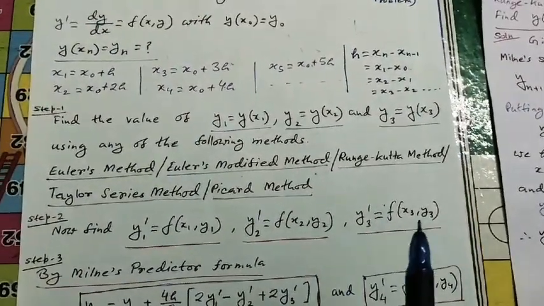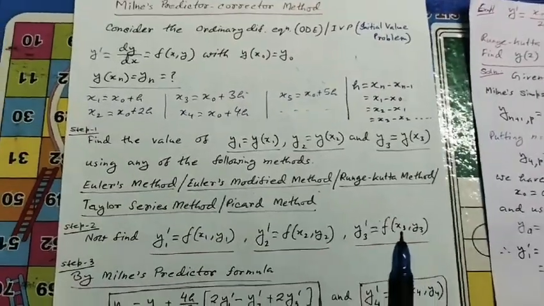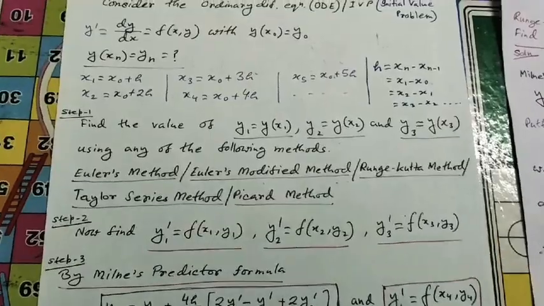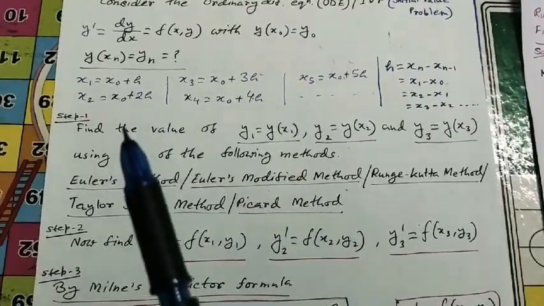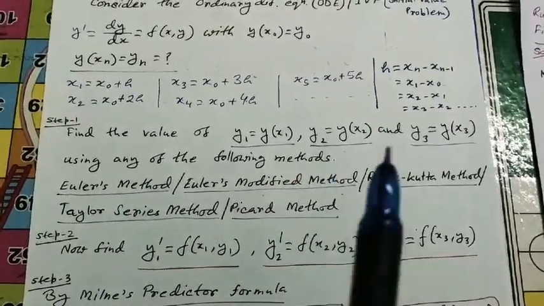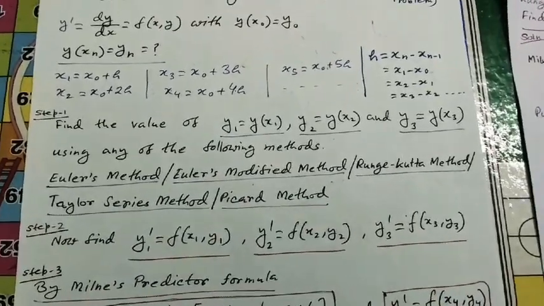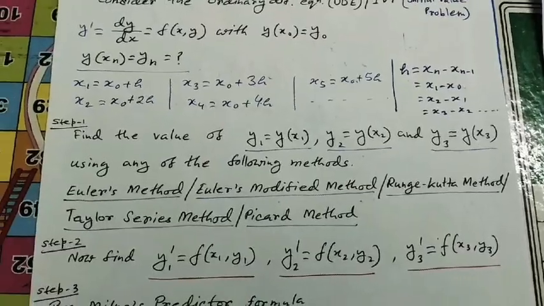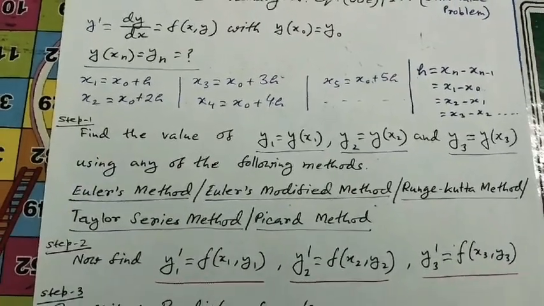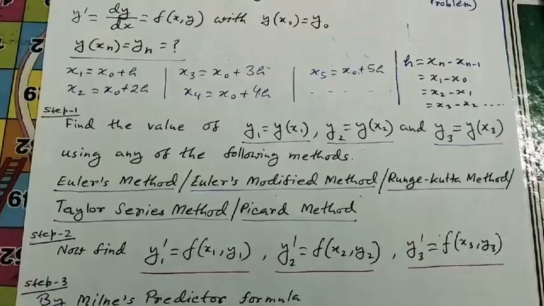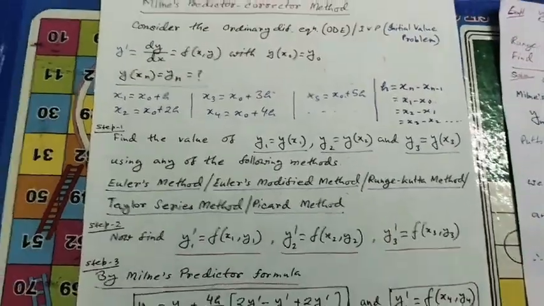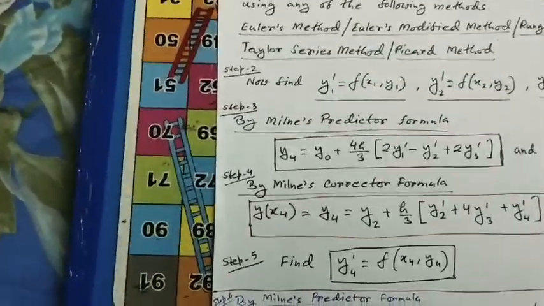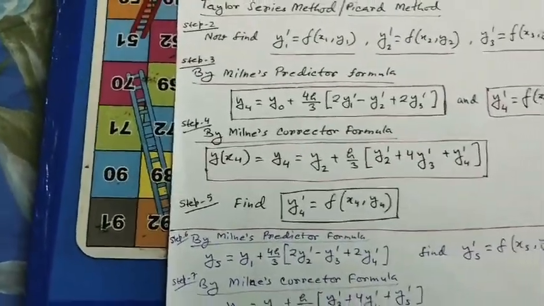Again, y3 dash equals f of x3, y3, and from this formula we can derive this value. Till now, step 1 and step 2 are just the introduction of the story. Now we have to come to the final method, to find out the final outcome, and that method is the Predictor-Corrector method, or sometimes it is called Milne's Simpson Predictor-Corrector method.